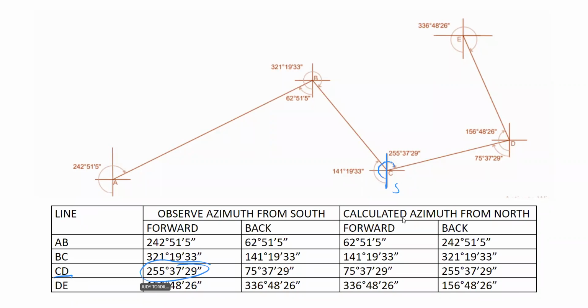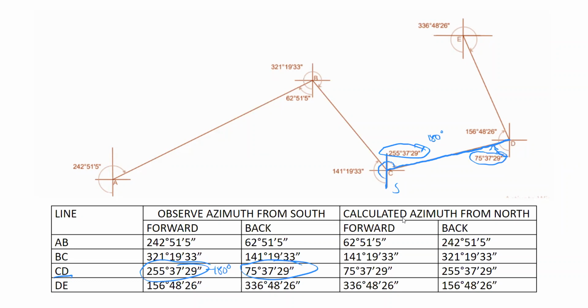So, nandito na yung line. 255. Kunin natin yung back azimuth nito. Ito yung back azimuth. Diba? Since this is greater than 180 degrees, so ima-minus lang natin siya ng 180 degrees. So minus 180 degrees here, meron tayong nakuhang 75 degrees, 37 minutes, 29 seconds. Di ba? So, yun na yung magiging back bearing natin dito. Okay?